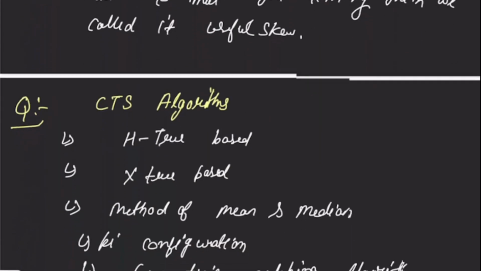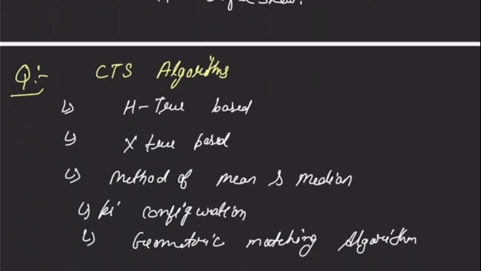What are the CTS algorithms? One is the H-tree algorithm, the method of means and medians, pi configuration, and geometric matching algorithm. So these are the CTS algorithms which the tool uses for building the clock tree.